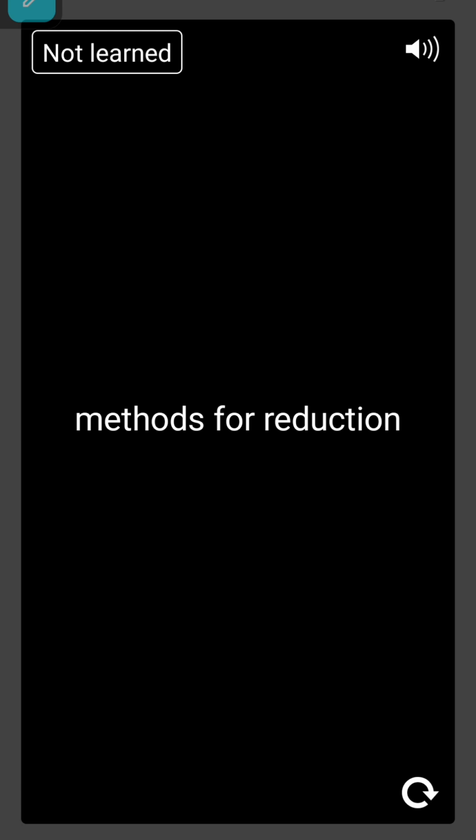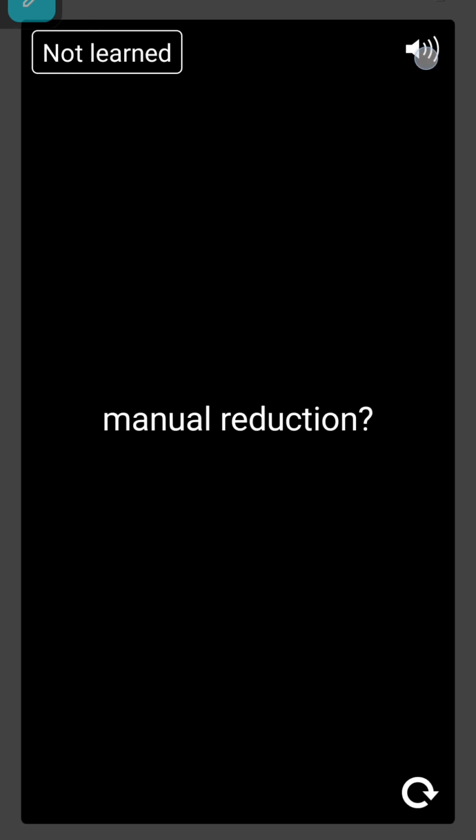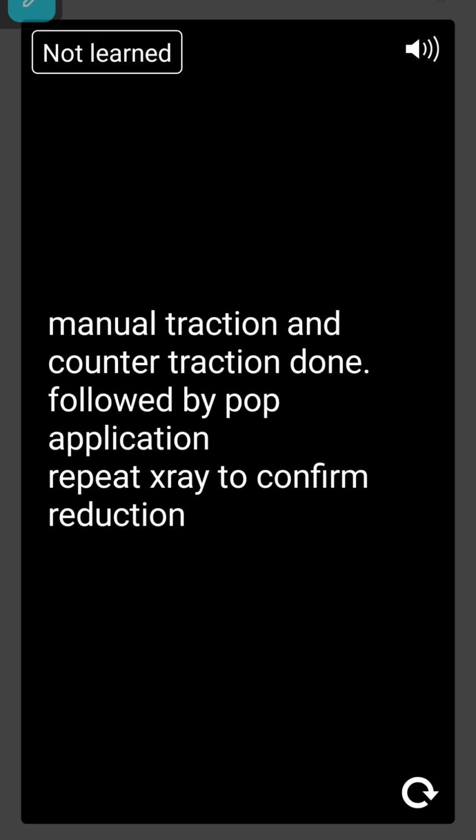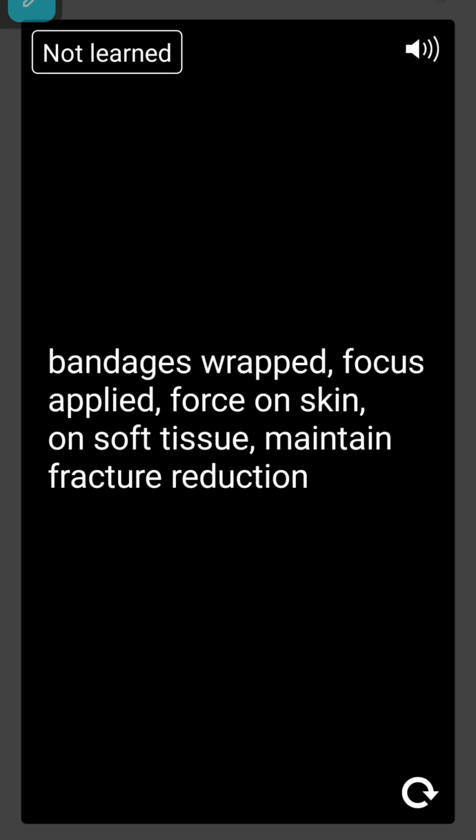Methods for reduction: 1. Manual reduction. 2. Skin traction. 3. Skeletal traction. Manual reduction: manual traction and counter traction done, followed by POP application. Repeat X-ray to confirm reduction. Skin traction: bandages wrapped, force applied on skin and soft tissue, to maintain fracture reduction.